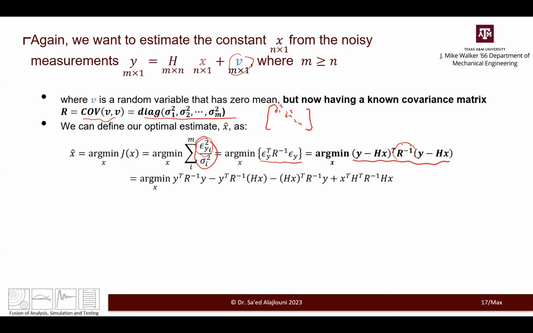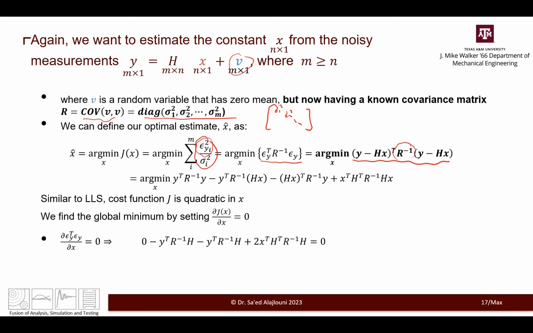Same procedure. This is going to be a quadratic function, which is convex and nice, and we can find the global and only minimum by differentiating and setting the derivative to 0. And then we get this expression. And you can compare it and see the difference.